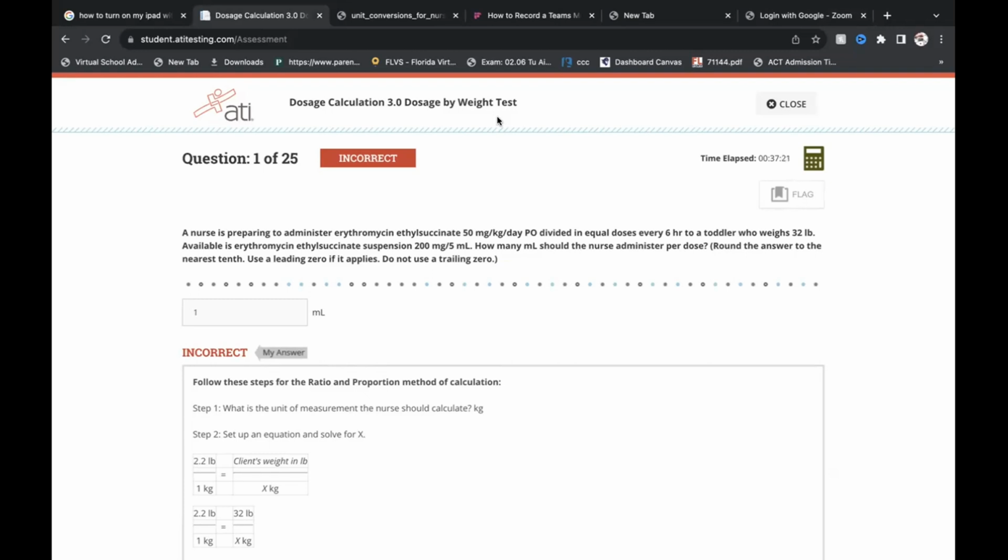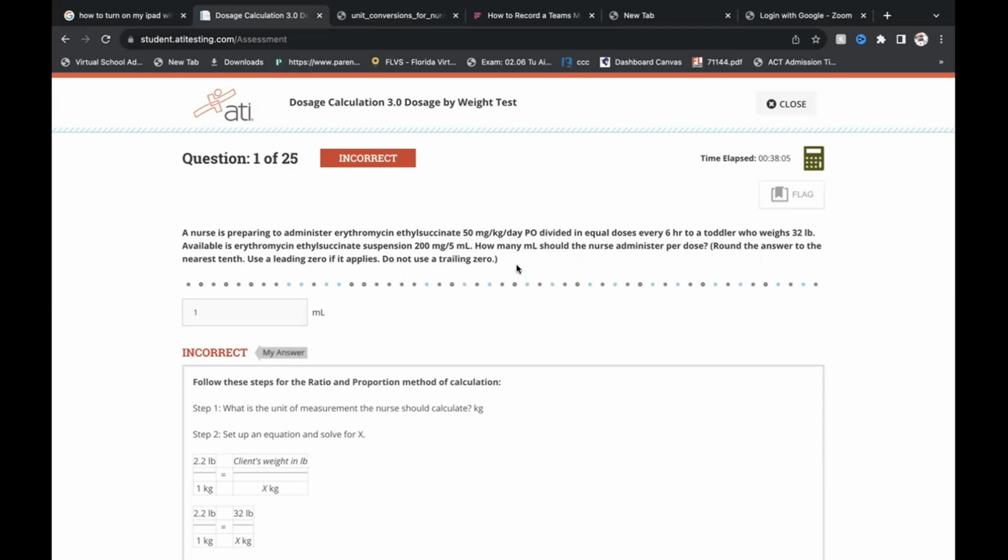So, let's read this problem and I'll show you how to answer it. A nurse is preparing to administer erythromycin ethylsuccinate. Please excuse me if I don't read these correctly. 50 milligrams per kilogram per day, PO, divided in equal doses every 6 hours to a toddler who weighs 32 pounds. Available is erythromycin ethylsuccinate suspension, 200 milligrams per 5 milliliters. How many milliliters should the nurse administer per dose? Round the answer to the nearest tenth using a leading zero if it applies. Do not use a trailing zero.